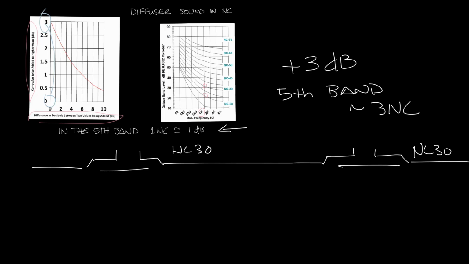So now if you're standing in this space, obviously not to scale at all, and you can hear both diffusers, which means they're about 10 feet apart at most. Beyond that, you would only hear one or the other. You would hear something that sounded like NC33 if you had these two NC30 diffusers in the space. So now you know how to estimate the sound of multiple diffusers in a space.